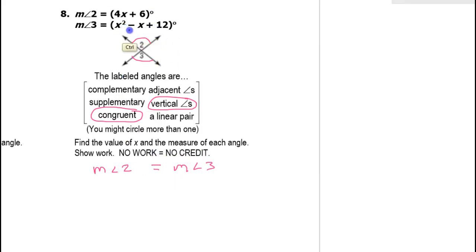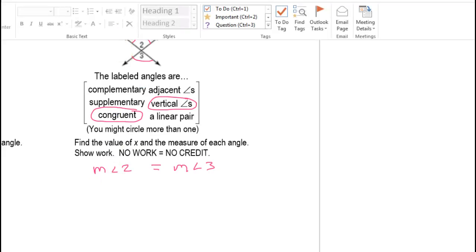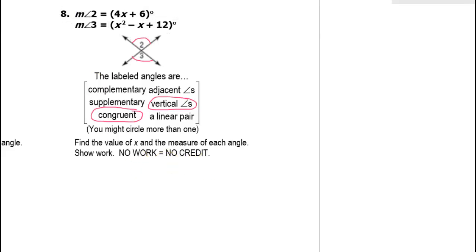You know what? I see that I have x squared. I really want the x squared on the left side of the equation. Maybe it doesn't really matter, but I'm going to switch around the order. So I'm going to say the measure of angle 3 is equal to the measure of angle 2, just because I want the x squared on the left. So I have x squared minus x plus 12 is equal to 4x plus 6.